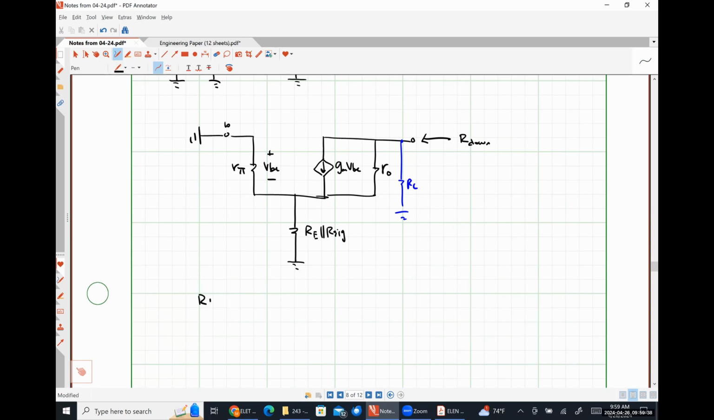So R down looks like R pi in parallel with RE, which is in parallel with R sig, plus R naught, plus gm, excuse me, I wrote the R naught small when it shouldn't have been, times R pi in parallel with RE in parallel with R sig.